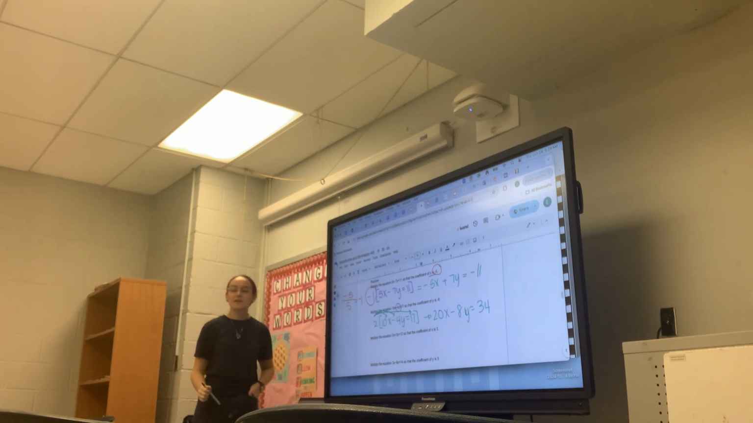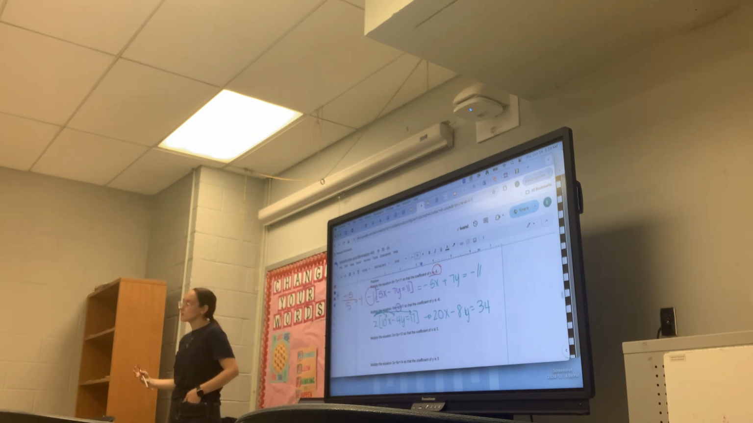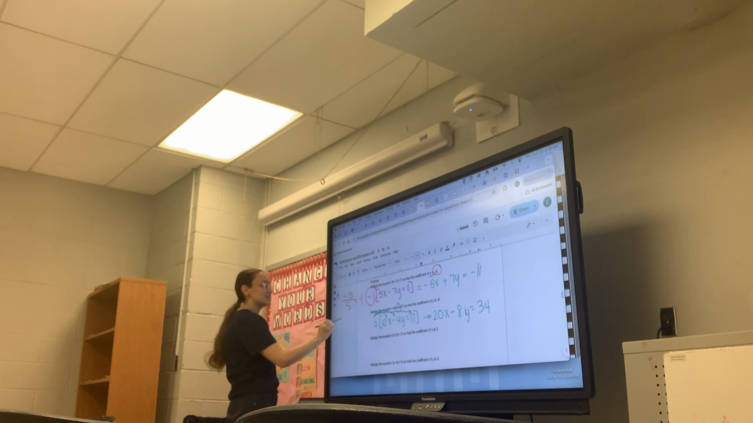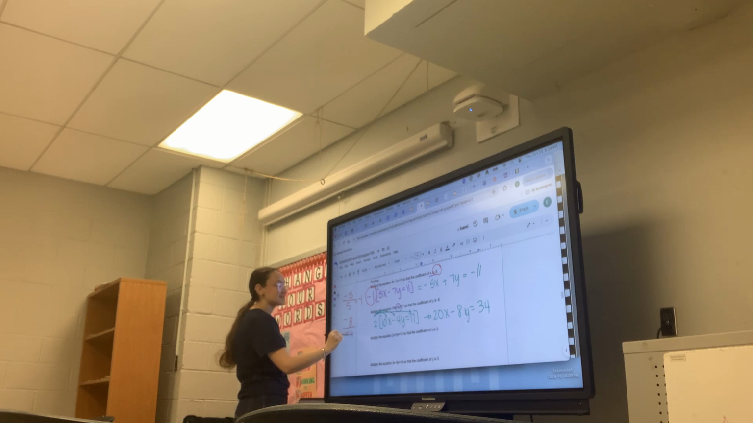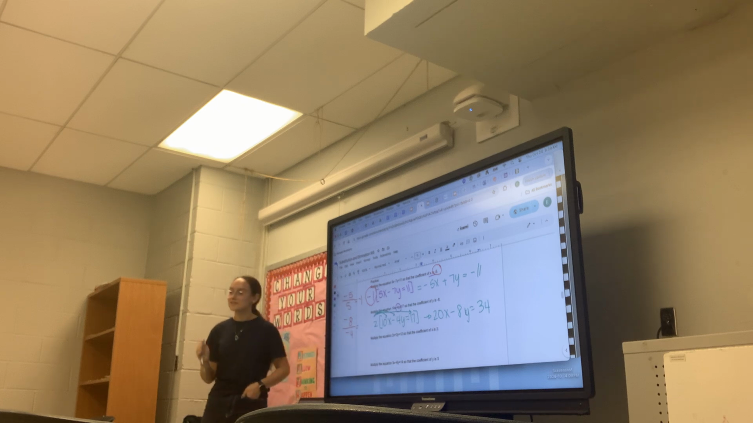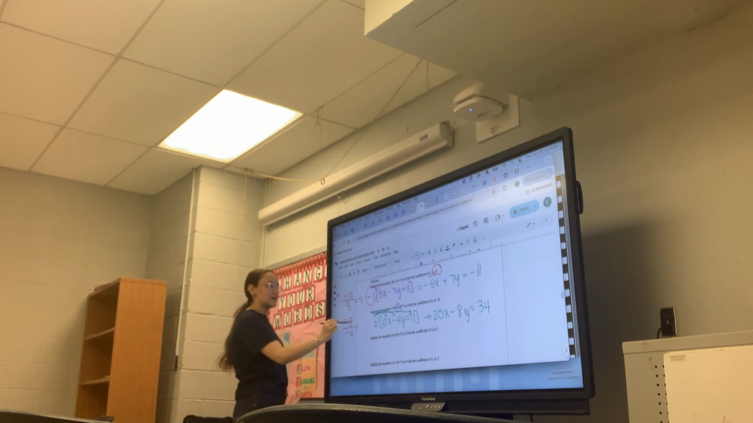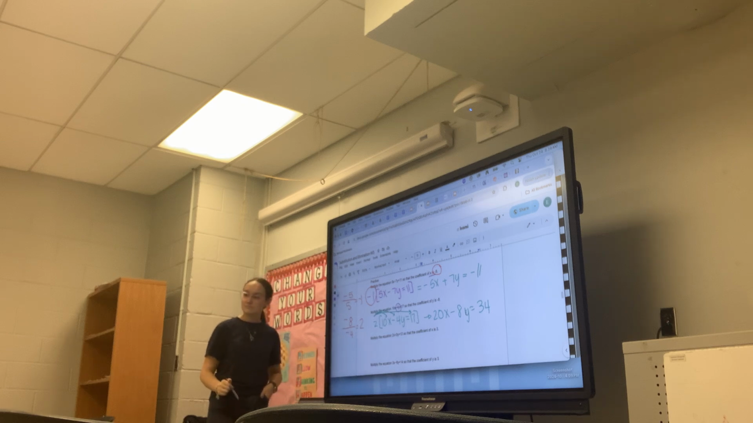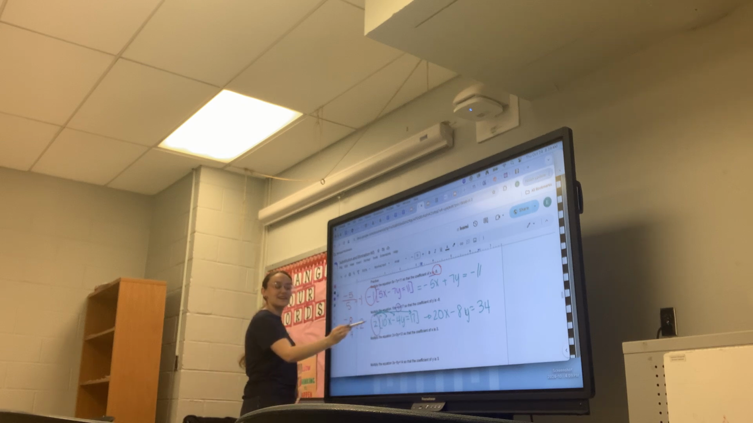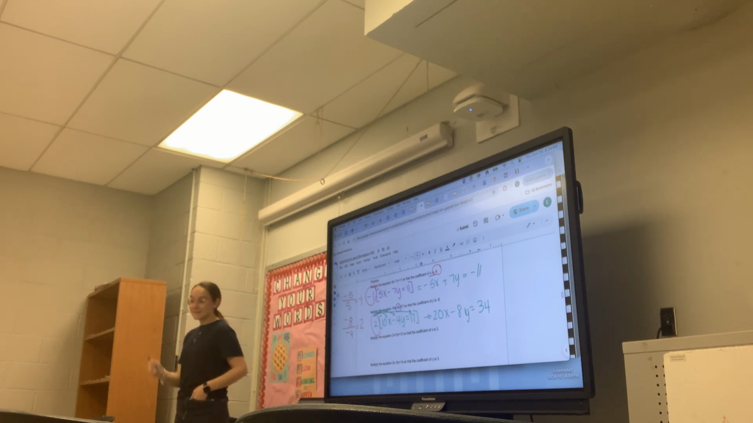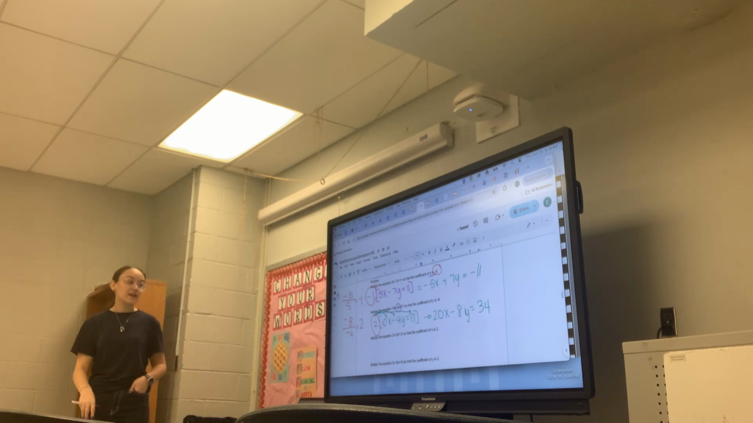Now here, what did we want in number 2? What is the coefficient that we wanted? Negative 8. And what did we have? Negative 4. What is negative 8 divided by negative 4? 2. And where do we see that 2? Outside of the parentheses. You just checked it.